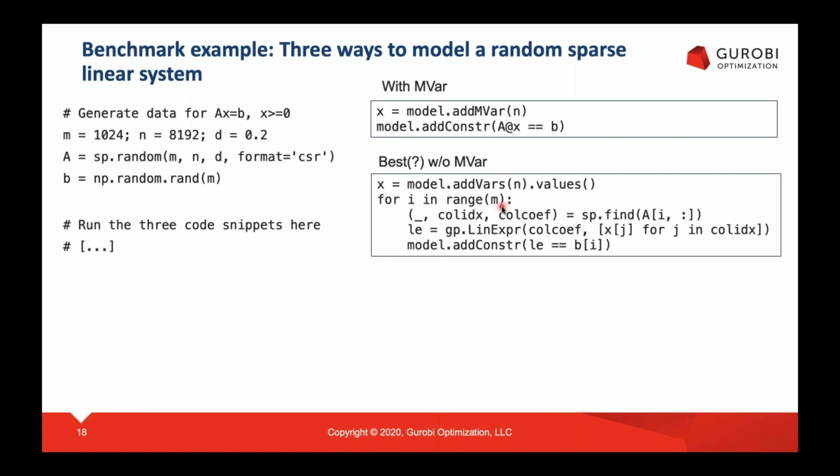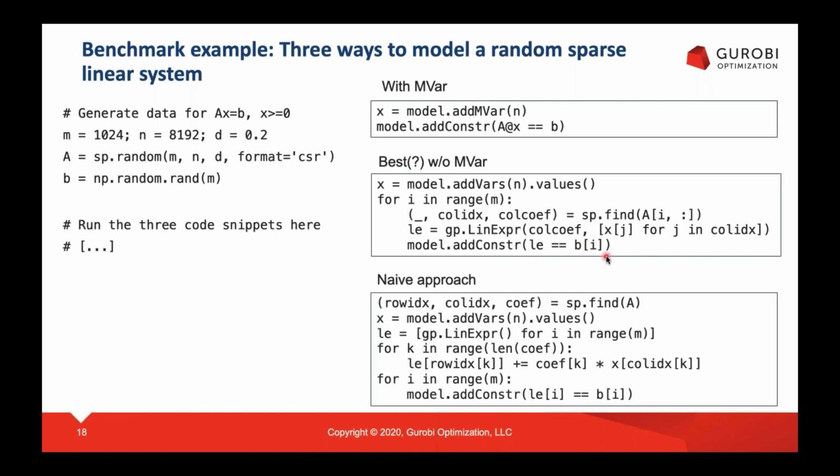And then I will loop over the rows of A, extract for each row the coefficients and column indices of the coefficients. And then I will just compose a linear expression object, which is part of the Gurobipy package, by passing in the lists of the coefficients and the corresponding variables. And once I have the linear expression, I will add the constraint: this linear expression must be equal to the right-hand side for this row.